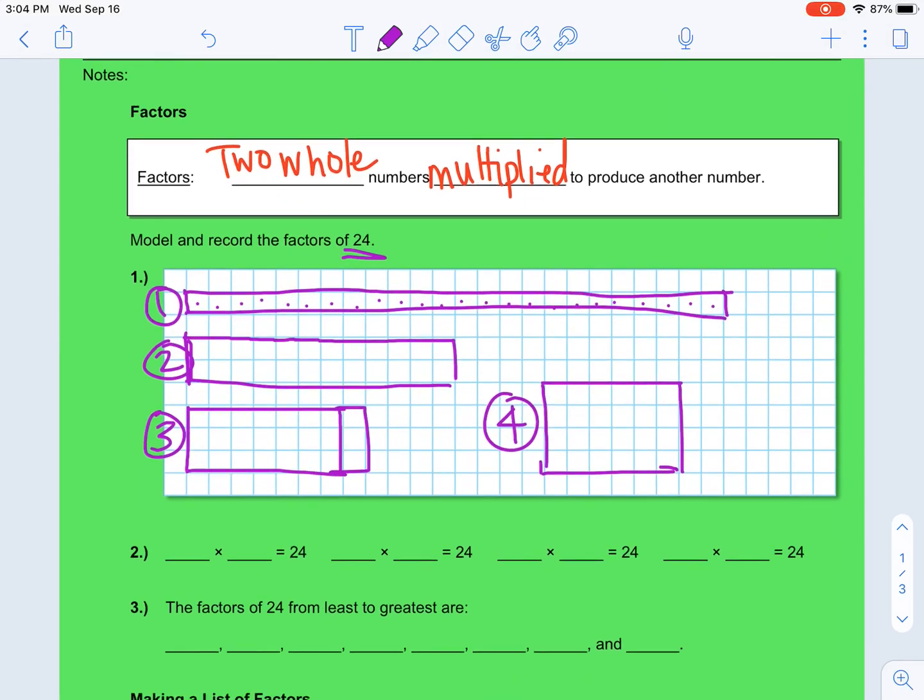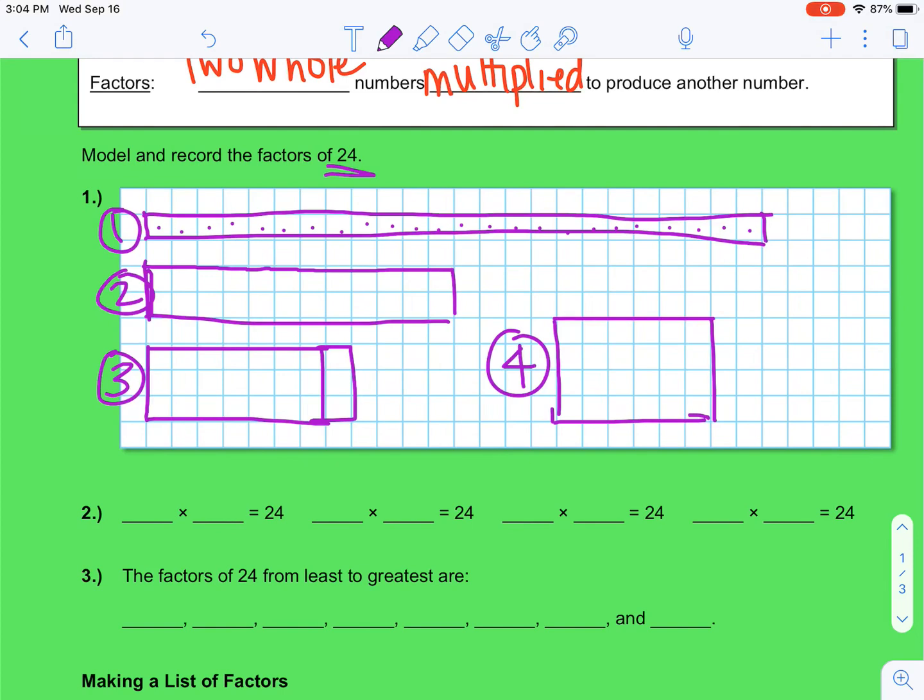So what we're going to do now is we're going to fill out how many different ways I could make 24. Well, I did 1 times 24, and that gave me 24. And then here I did 2 times, and I have 12 boxes going that way. 2 times 12. Over on this one, I did 3 here. And how many boxes did I go over? I went 1, 2, 3, 4, 5, 6, 7, 8. 3 times 8 also gives us 24.